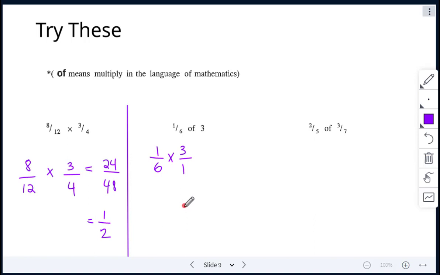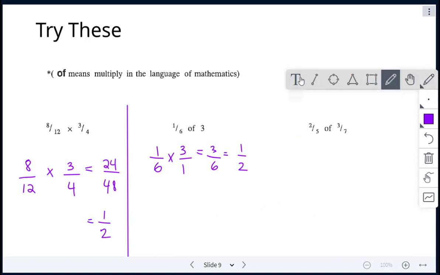Okay, now you can go ahead and just multiply your numerators together and multiply your denominators together and then reduce. So let's just do this one that way as well. 1 times 3 is 3, 6 times 1 is 6, and then we're going to reduce that. 3 and 6 both can be divisible by 3, so we end up with 1 over 2. All right, so final answer is 1 over 2 again.